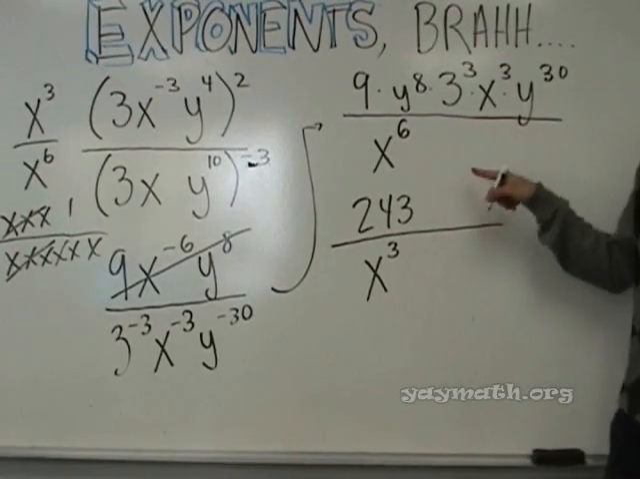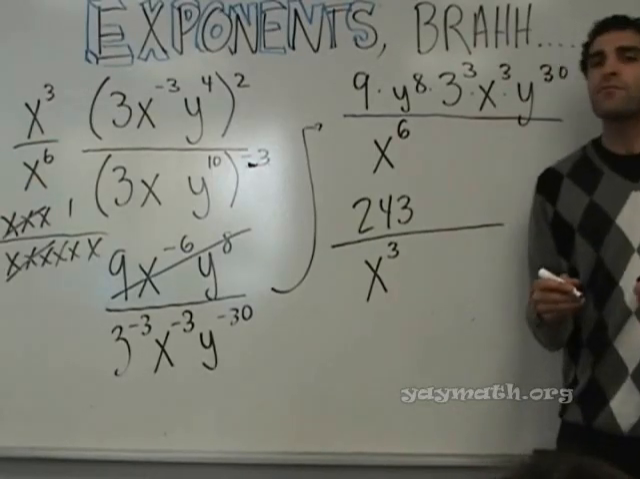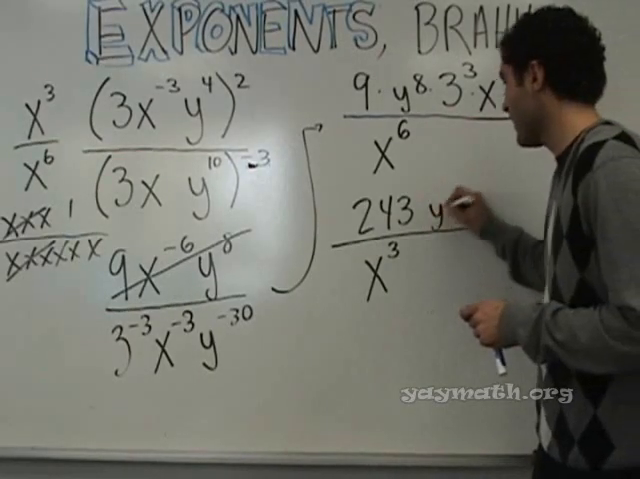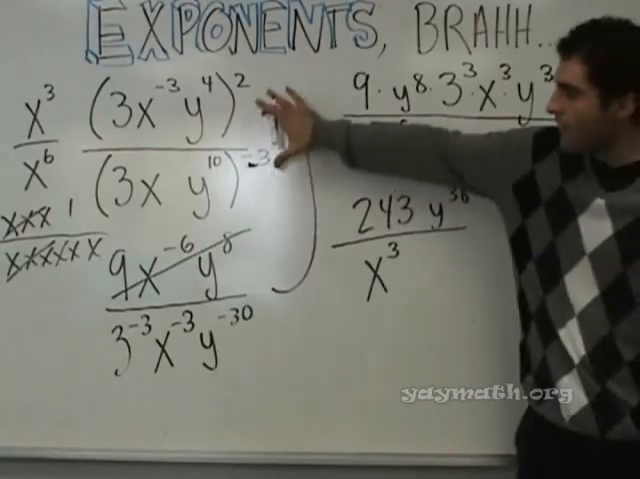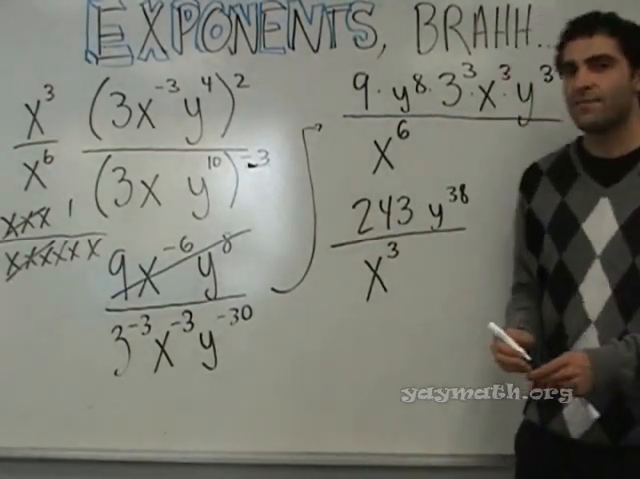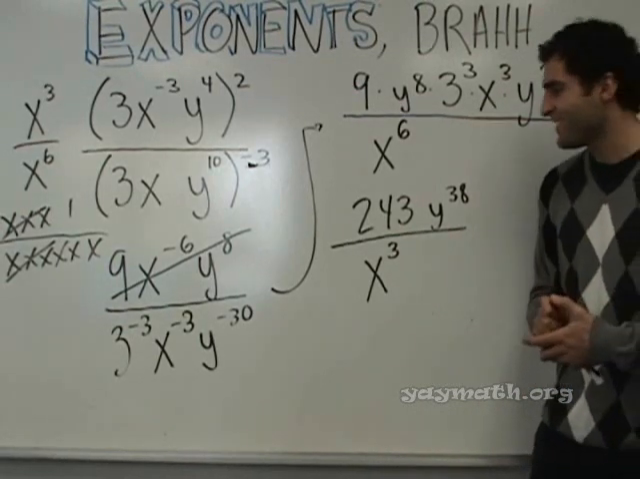Okay. So we took care of the numbers. We took care of the x's. Y's. How many y's do we have where? On the top, we have y to the 38. So who would have thought that this simplifies to that? Amazing. That's the answer. I saw it the whole time.